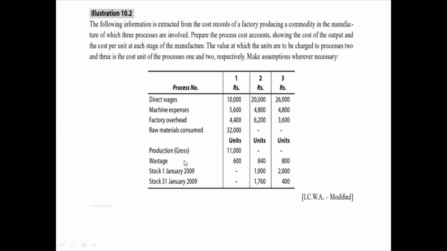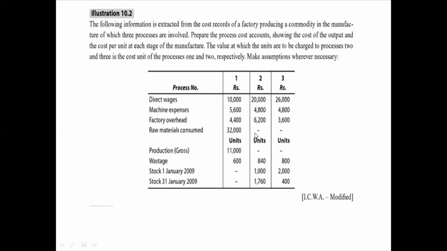Wastages, as I talked about in the previous lecture, are of two types: normal wastage and abnormal wastage, or we can say normal loss or abnormal loss. So here, as you can see clearly, for each process the wastage amount is being given. In process 1, the wastage amount is 600 and the output gross is 11,000. Second is wastage amount 840 in process 2, and wastage amount in the third process is 800.